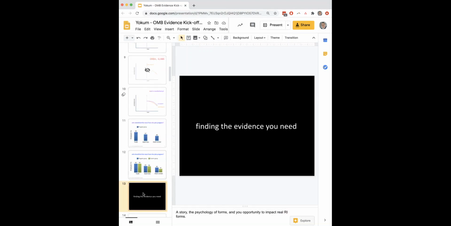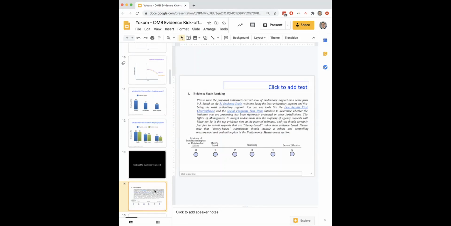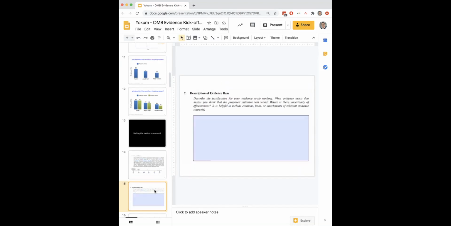So how do you find the evidence that you need? To start off with, we're going to have in the template itself a variety of questions that are designed to help you kind of unpack this question. And it culminates in some sense with an evidence scale ranking, which you'll confront first in the template. And this is the invitation to sort of score your proposal on a scale from 0 to 5 on how much evidence is behind it. But you shouldn't jump right into the template and select one of these. This should actually come after you do the assessment itself.